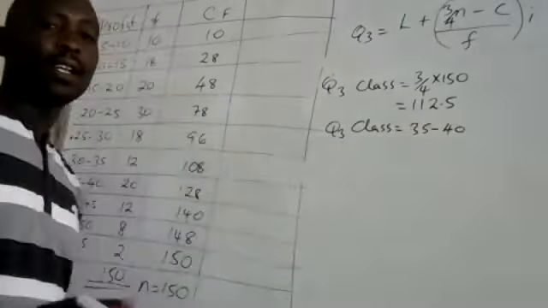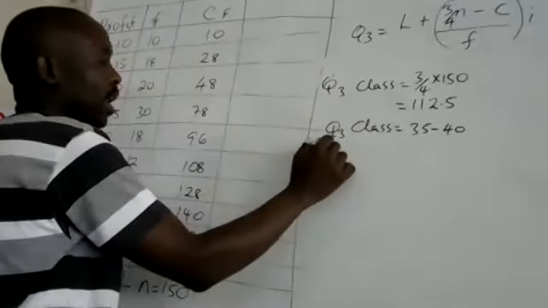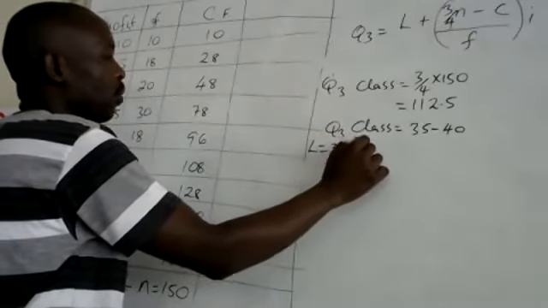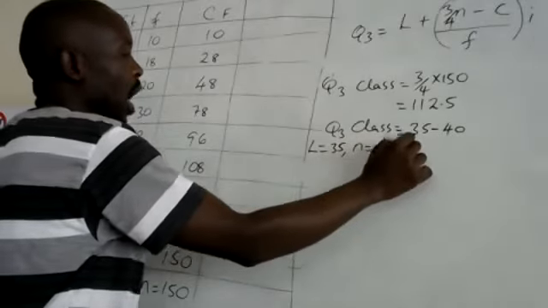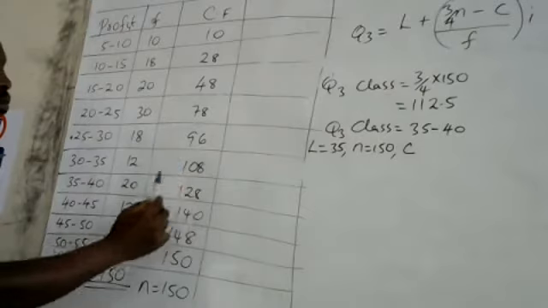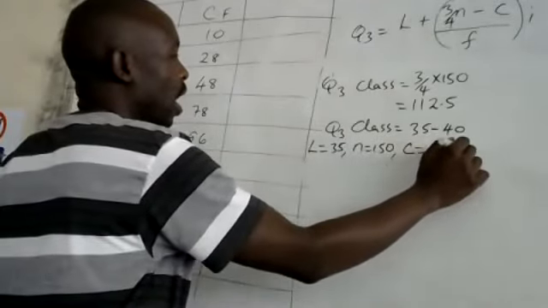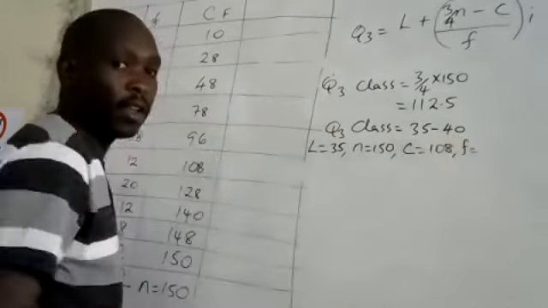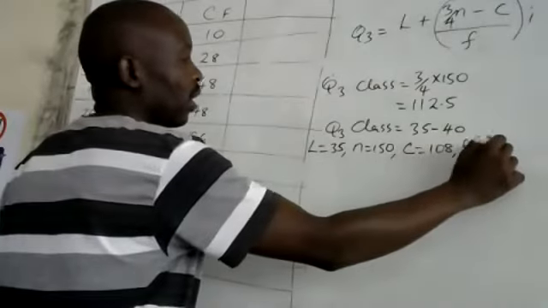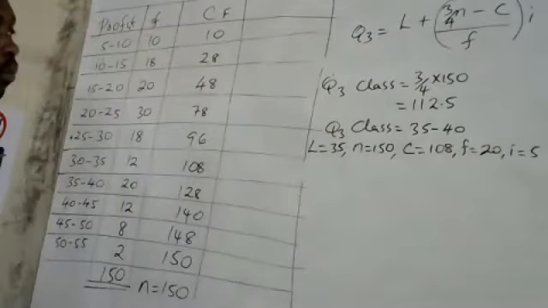The moment you have that class, the other values can now be obtained. So L is the lower limit of that class, which is 35. Our N, we know is 150, it does not change. Our C is the cumulative frequency above. We have picked 128, we picked the one that is higher, 108. Our F is the individual frequency for this class, which is 20. And I remains 5.